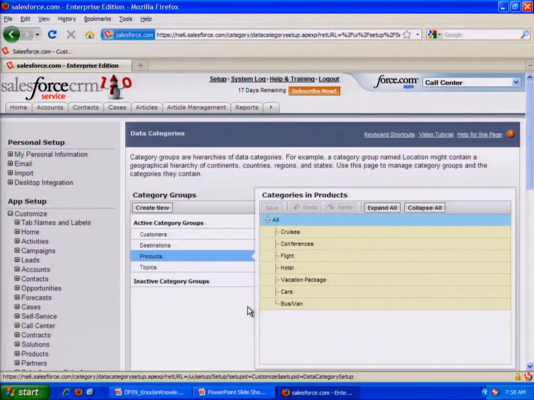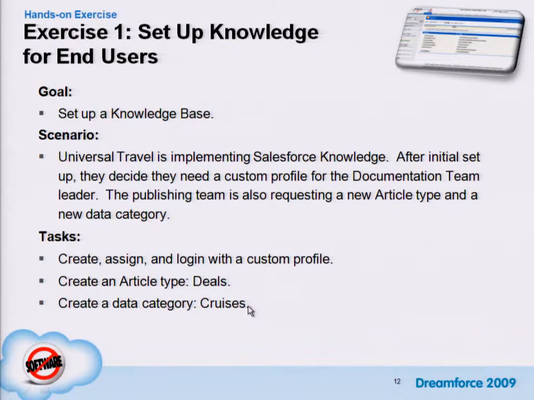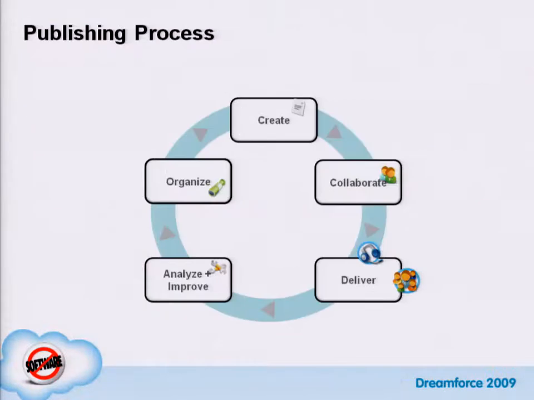All right, well, let's recap. We've created a new profile for our knowledge manager. We've added our knowledge manager to that profile, and we've confirmed that she has access to the knowledge application. We logged in as Carol, and we saw that we could create a new article type for deals, and we also created a new data category for cruises. Good stuff? Yeah? All right, well, let's carry on then.